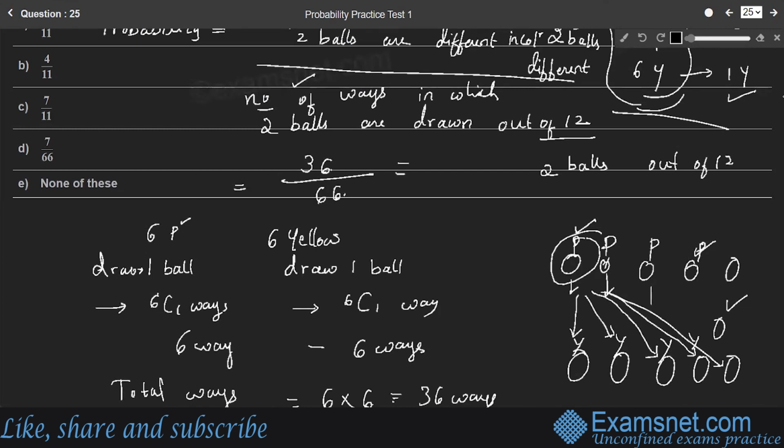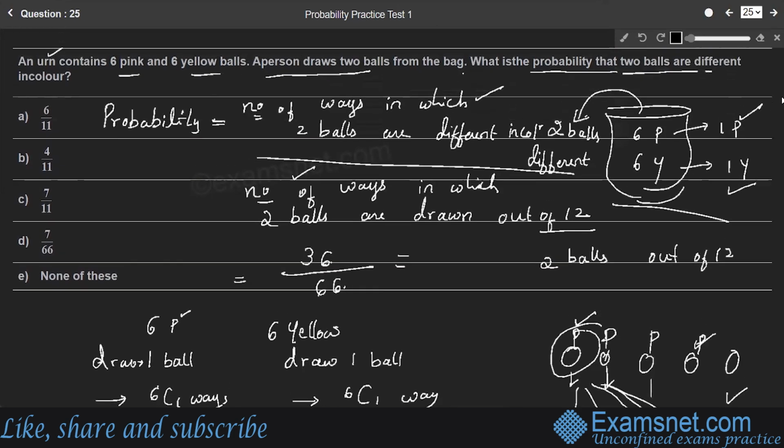Therefore, the probability becomes 36 by 66. Both the numbers are divisible by 6, so 6 into 6 over 6 into 11. 6 by 11 is the probability. Option A is the right answer.